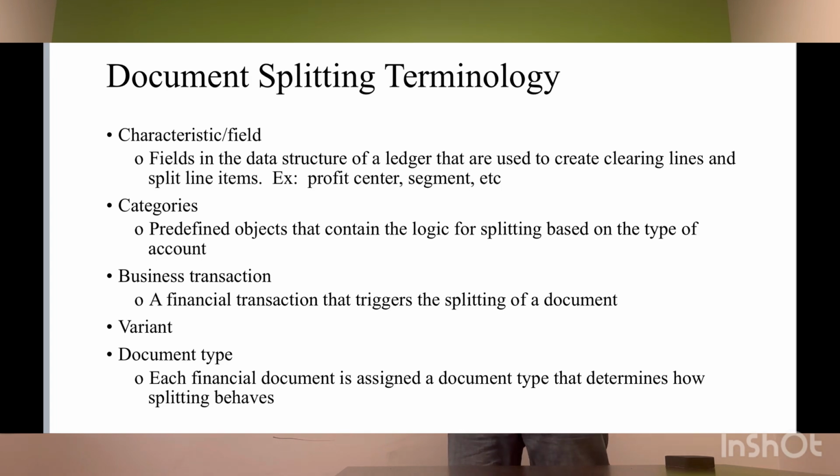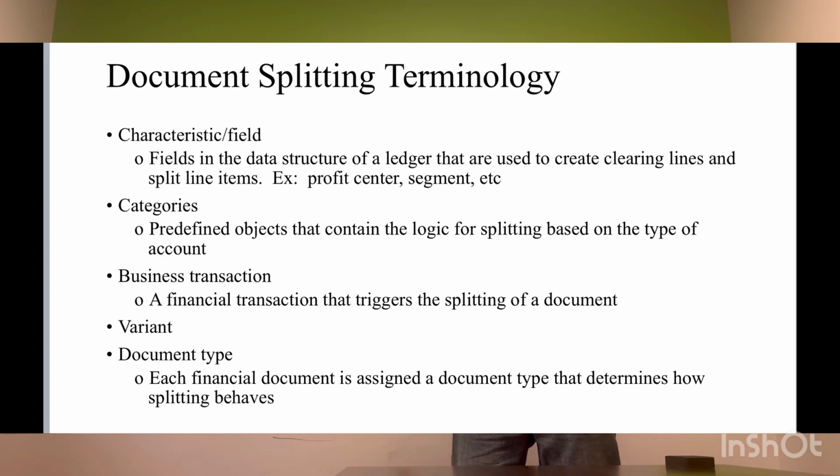Categories. How many times have we heard categories inside and outside SAP? Okay. Categories in relation to document splitting are predefined objects that contain the logic for splitting based on the type of account. Okay. And I got a list of them in this whole presentation. There'll be about 15 of them. All right.